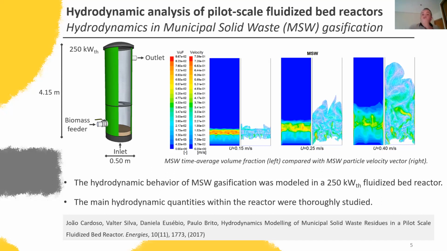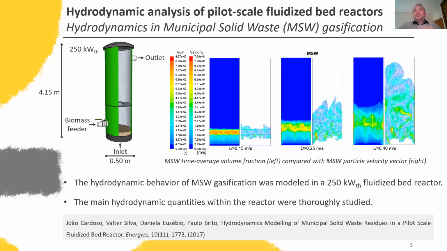Yes, exactly. This one was done for research, but also because it was requested by a company that manages the municipal solid waste in Greater Porto in Portugal. They have a typical combustion process and they would like to know how much it would cost to change this to gasification. So first of all, we have to understand how the process works on a larger scale.